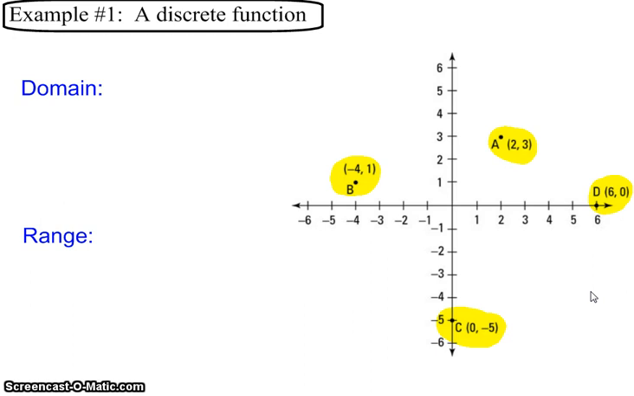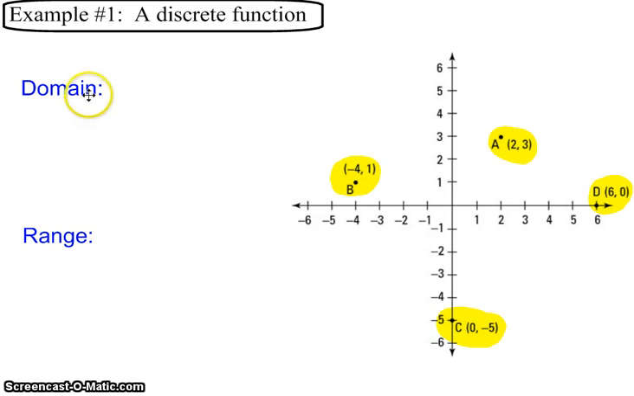All right. So example 1 here. This is called a discrete function. All that means is that we've got points scattered among the graph here, and they're not connected by lines. So this is what's called a discrete function. They're really easy to tell. Well, what's nice about the discrete functions is that the domain and range is super easy to get.